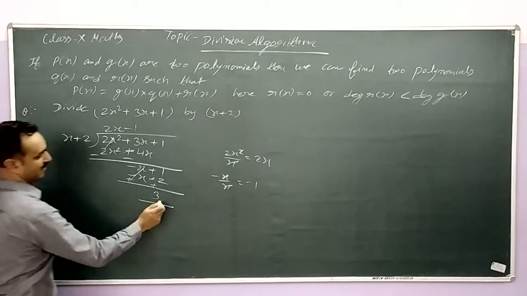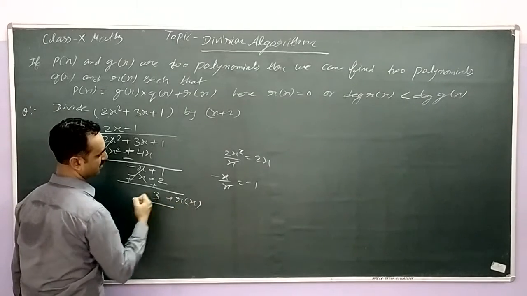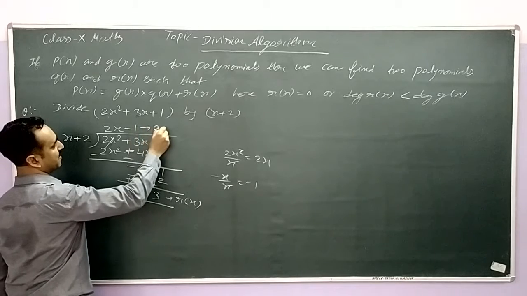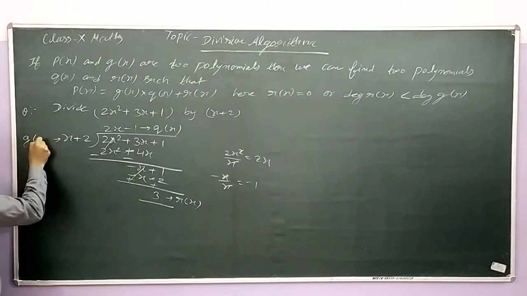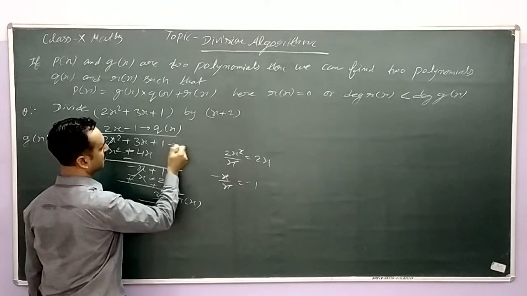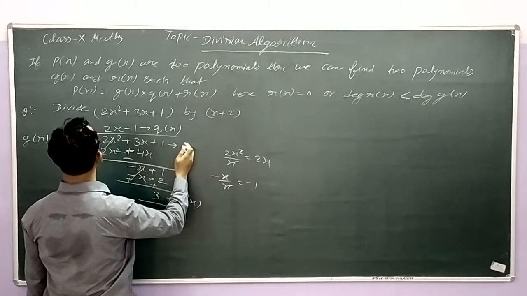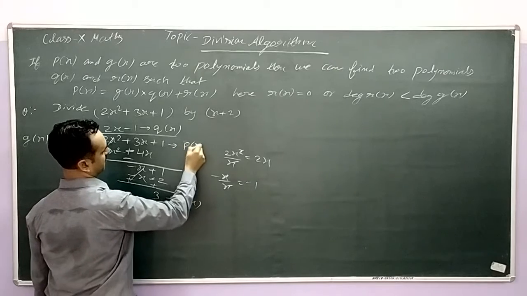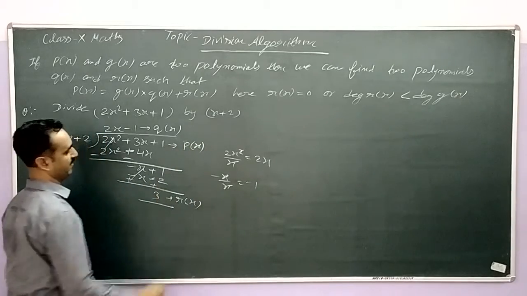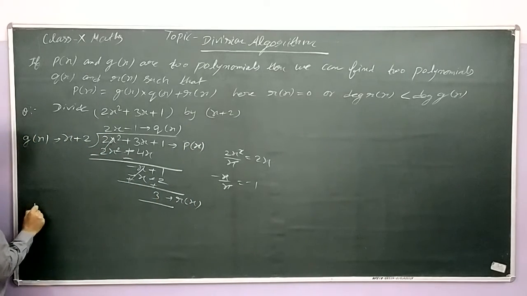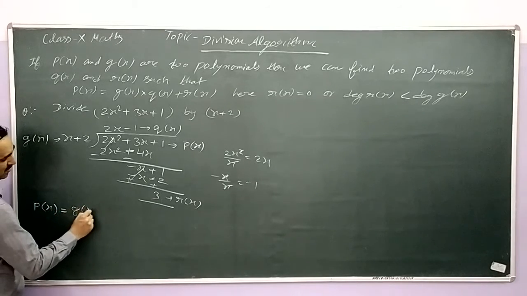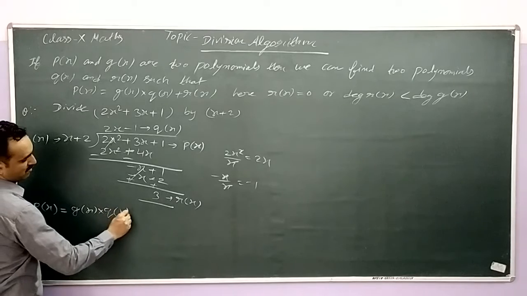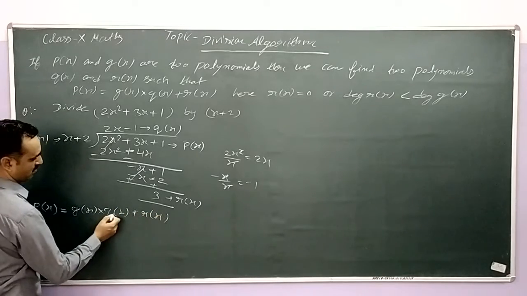So this is the remainder which is called R(x). This is the quotient Q(x). This is the G(x), and this is the P(x) polynomial which we have to divide. So we can write P(x) equals G(x) multiply Q(x) plus R(x).